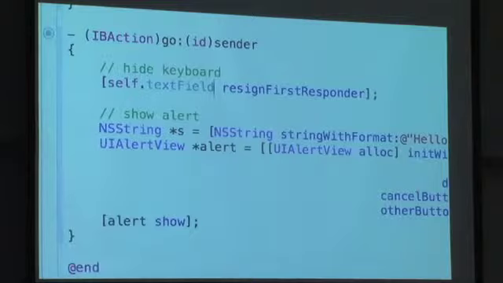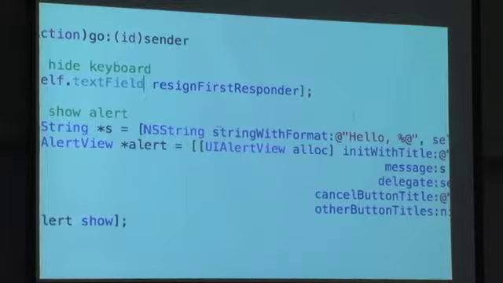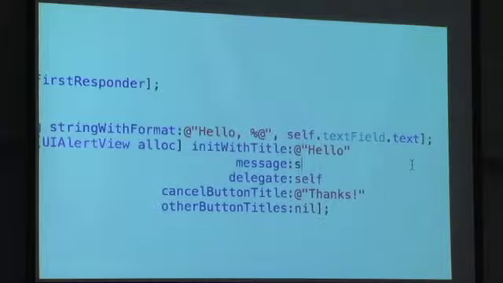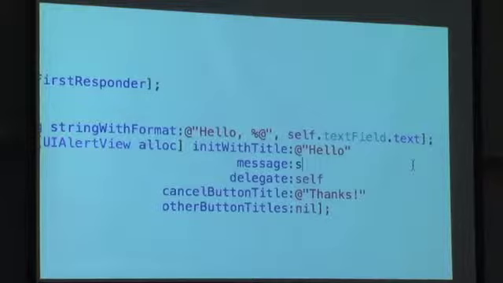So lastly, this just does the alerting. So NSString, I'm just constructing a string with a format. This is very reminiscent of printf. Realize again that self.textField is a text field object, a UITextField object, but we actually want the .text property, which gives us back what data type, probably? An NSString. And you can infer that because it's being plugged into this placeholder here.